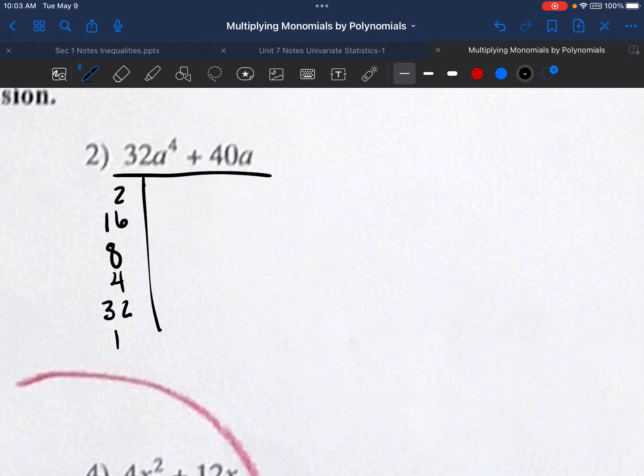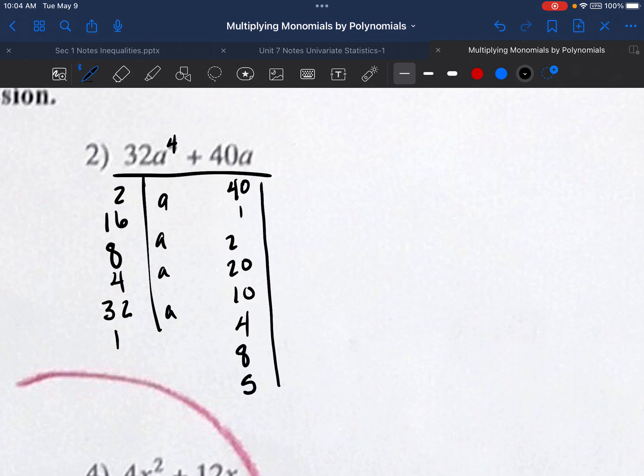All right, and then how many a's do I have? Well, since I've got this a to the 4th, I've got 1, 2, 3, 4 a's. Okay, fantastic. I'm going to go ahead and factor 40. Let's see, for 40, I know I've got 40 and 1. I've got 2 and 20. I've got 10 and 4. And I've got 8 and 5. Okay, fantastic. And then how many a's do I have? Just 1.